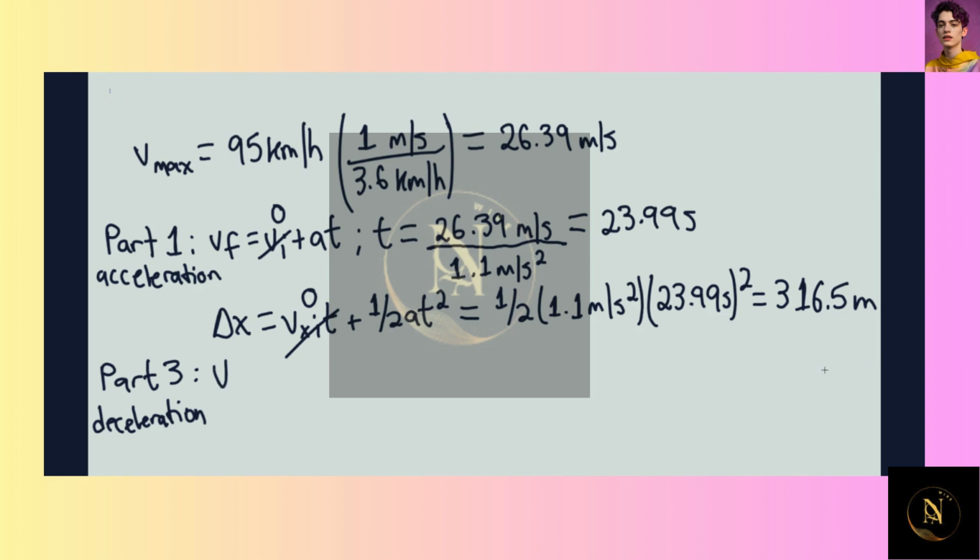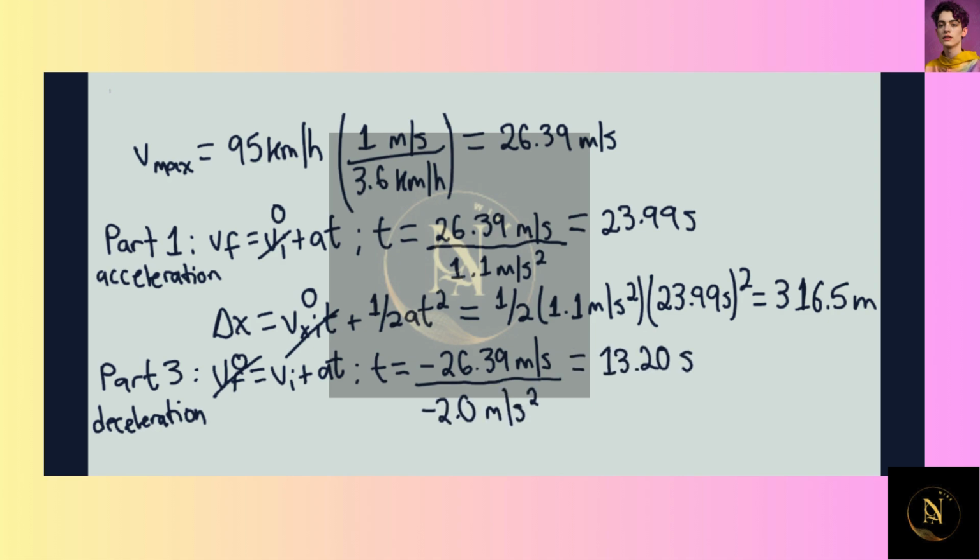So we can say that V final equals V initial plus AT. We know that here now V final is 0 because we're coming to a stop, and T would be equal to negative 26.39 meters per second divided by our maximum deceleration. So this is not the acceleration. This would be negative 2.0 meters per second squared. This is equaling approximately 13.20 seconds.